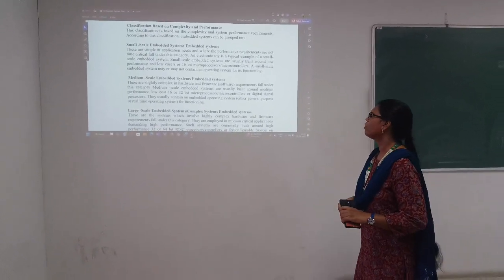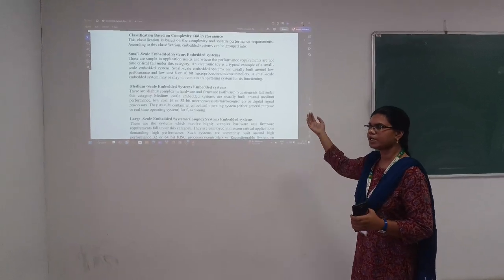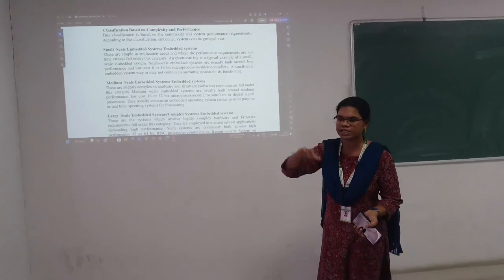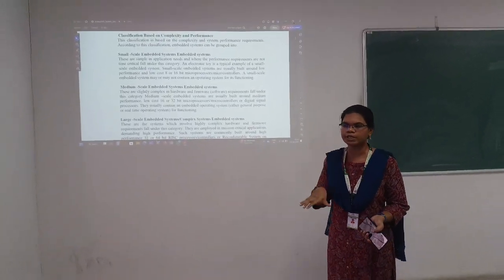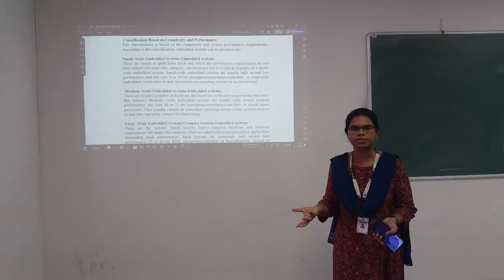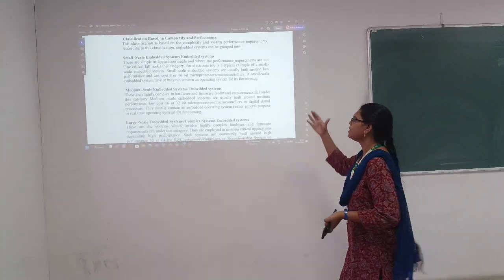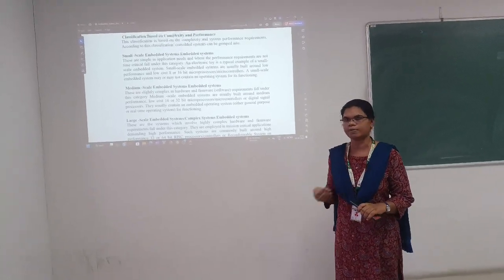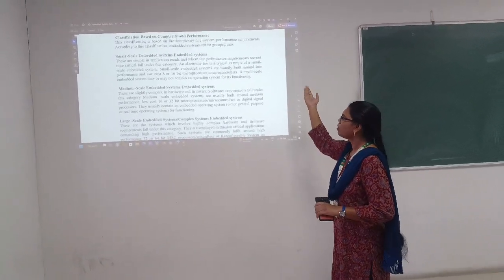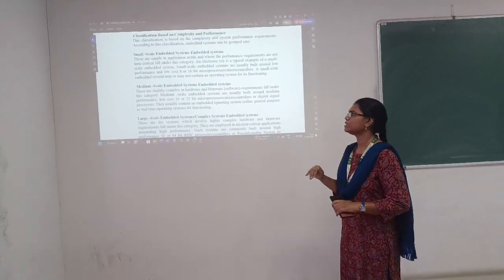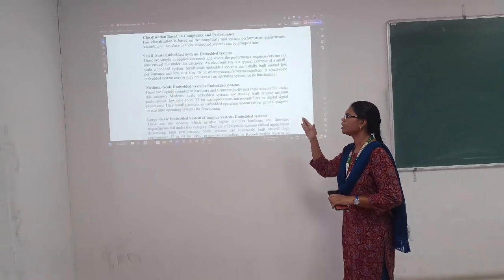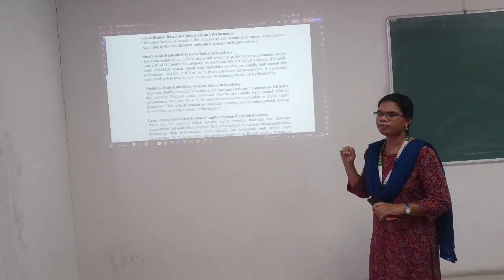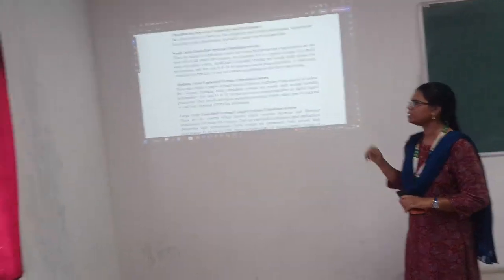And then comes the medium scale embedded system. In the earlier case, small scale, where the performance is very low, we might be using an operating system or not, depending upon our application. Coming to the medium scale embedded system, we will be using an operating system in order to develop a certain application. There will be slightly more complexity in the hardware compared to a small scale embedded system, where we will be using a low cost 16 or 32-bit microprocessor or microcontroller, and we also use DSPs in order to develop a certain application. This is regarding the medium scale embedded system.